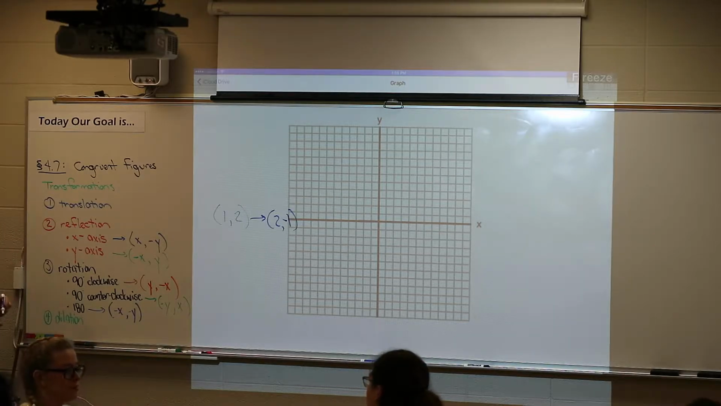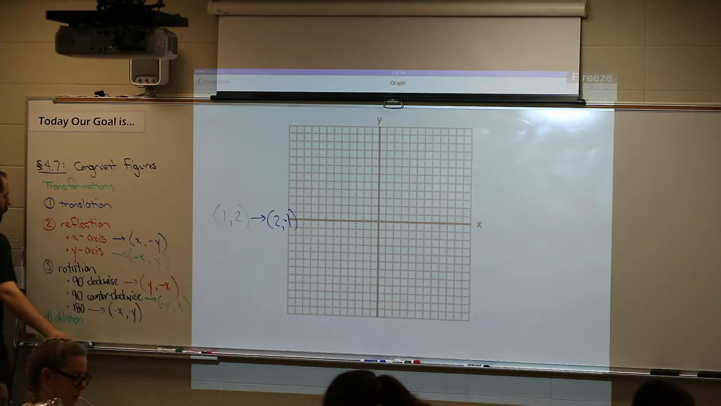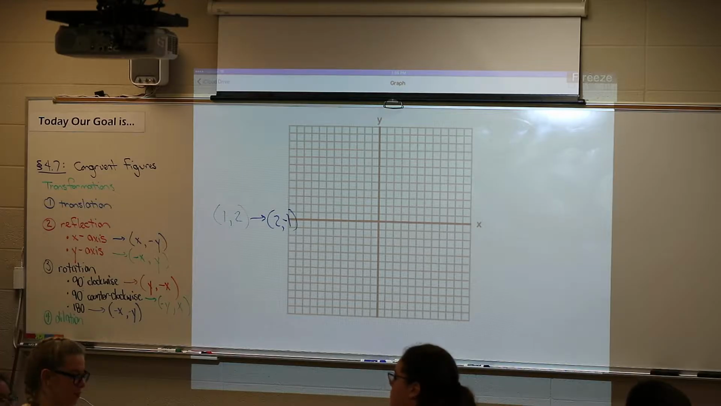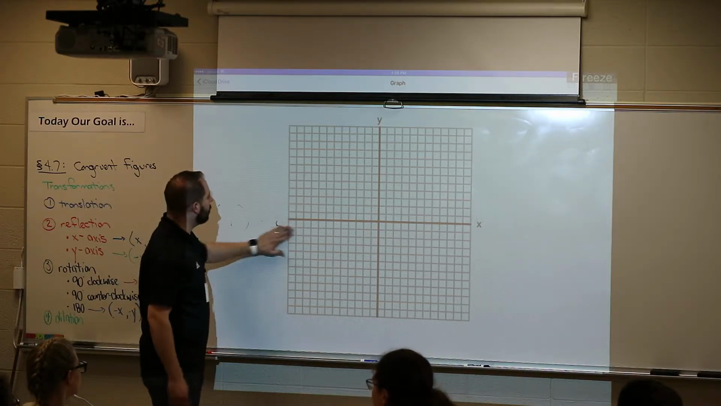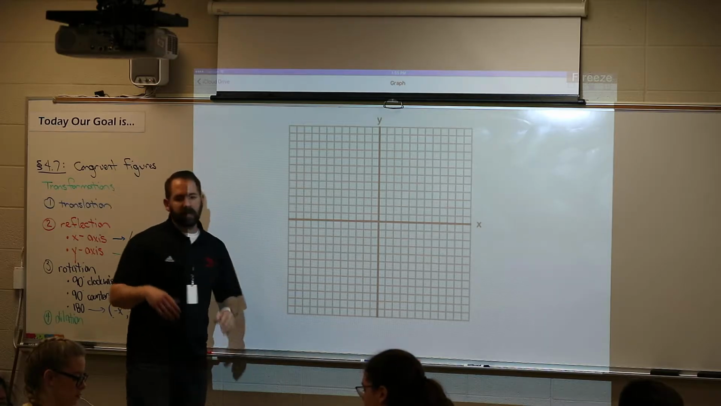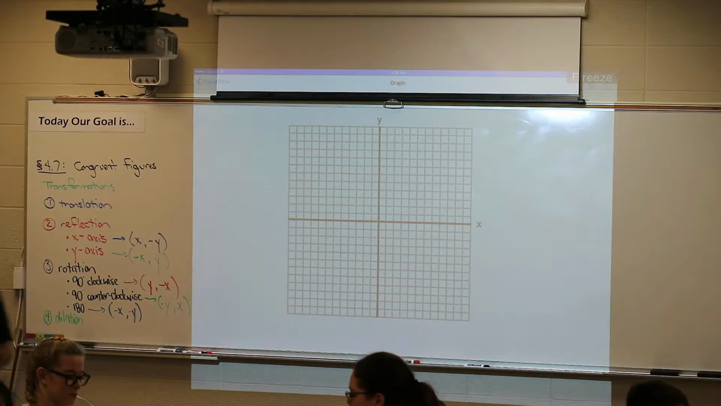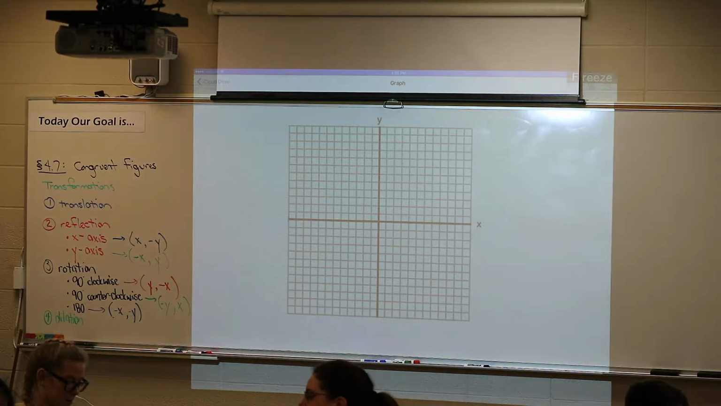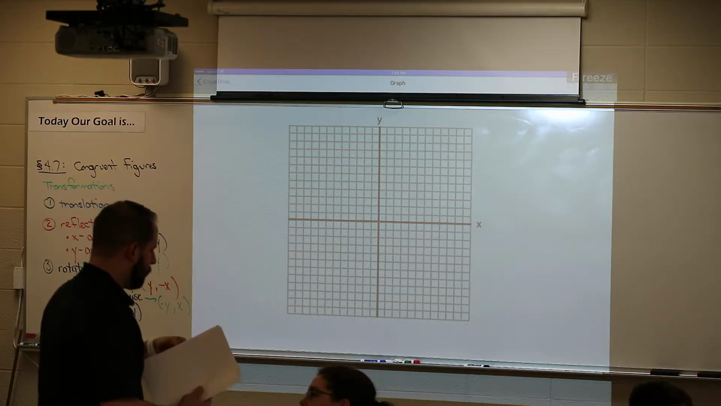For the rotation, there are three rotations. Those are the ones that throughout the day today have caused the most problems. For some reason, people can't figure out how you switch things. So if I give you a coordinate like (1, 2) and we're going to rotate it clockwise, you exchange the two numbers, and you make the back one negative. That's what you do, so now it's (2, -1). That rotates it clockwise 90 degrees.